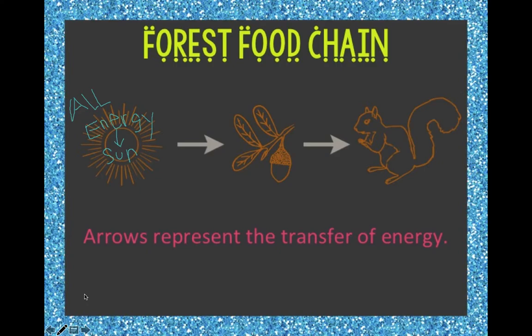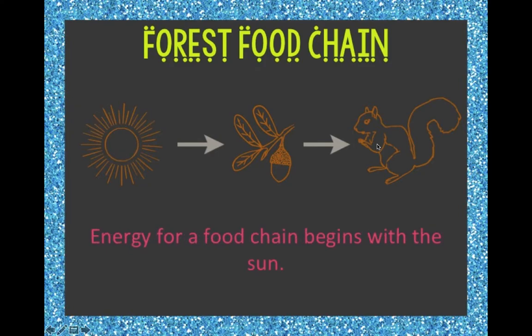So sunlight, all that light energy is then transferred to the plant. The plant then uses that energy to grow, and the consumer then eats, whether it's the acorn, which is the fruit, or the leaves or the seeds, and that energy is transferred to the consumer from the plant, because the consumer is eating it, and when they eat it, they take in that energy. And just like I said before, energy for a food chain begins with the sun. Always. All food chain, food web energy begins with the sun. Always.